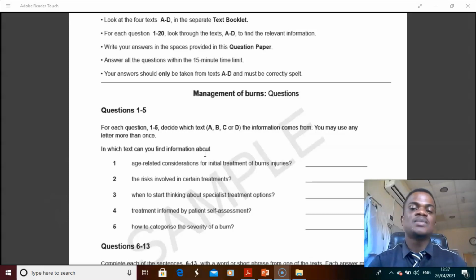Now, the mistake that some students make is this. They try to read the whole text. You have 4 subtexts there. It's a text divided into 4 parts, A, B, C, and D, and they try to read the whole text before they start answering the questions. The time such candidates waste on reading the text is enough to have answered, let's say, 5 or 6 questions.